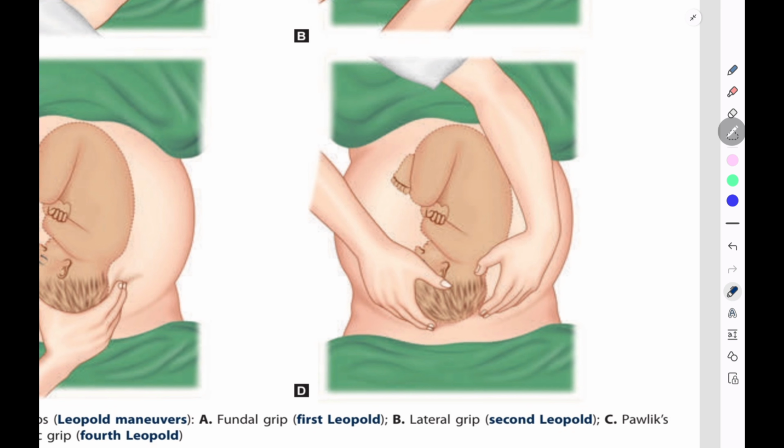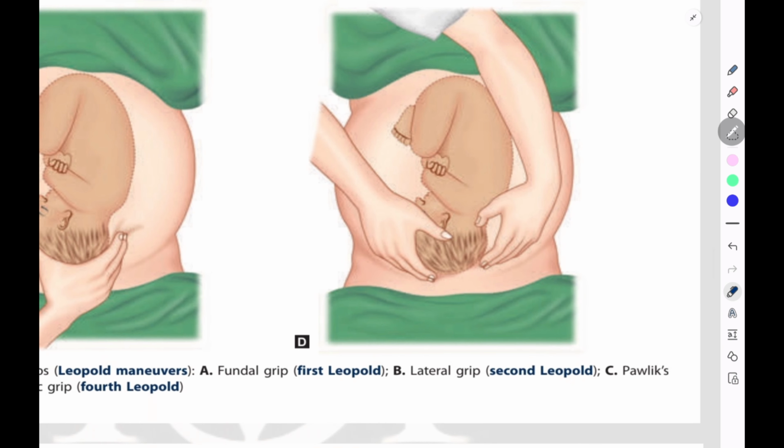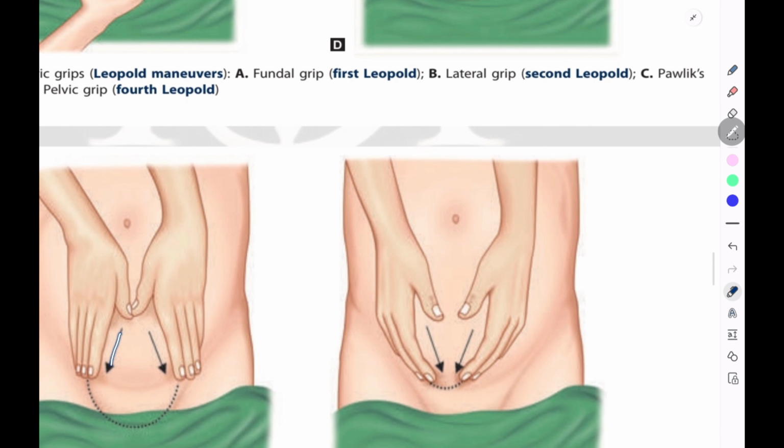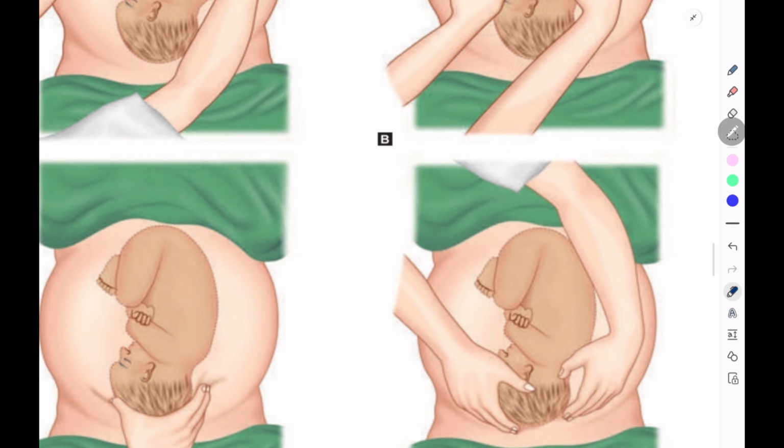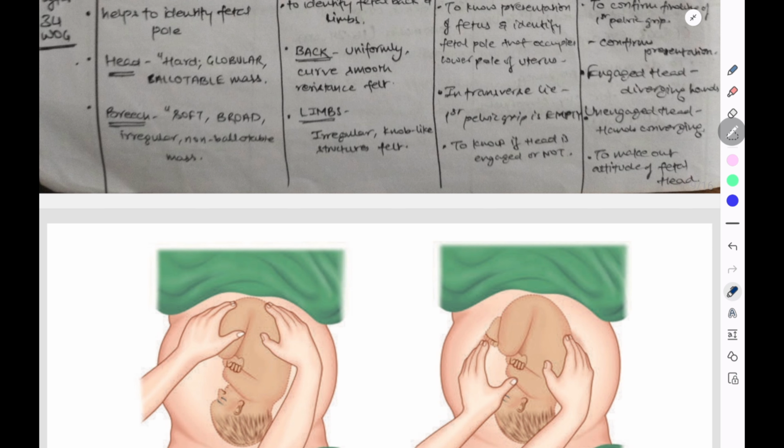Here, in this second pelvic grip, we have to face towards the legs of the female, and we have to see if the hands are converging or diverging. If it is diverging, it means head is engaged, so there is no place for hands to converge. And if the hands are converging, it means the head is not engaged. So this was about the pelvic grips. This is in general about the cephalic presentation or breech presentation. If there is transverse lie, things will change a little bit.